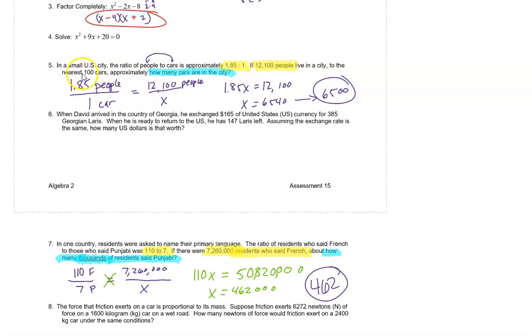Actually, the right before approximately says nearest 100. How many cars are in the city? So that's why there's an X here, because I don't know how many cars there are. So when we cross multiply, we get 1.85x equals 12,100. And when we divide, we get 6,540. 540 is closest to 6,500. 40 is closer to 500 than it is to 600.